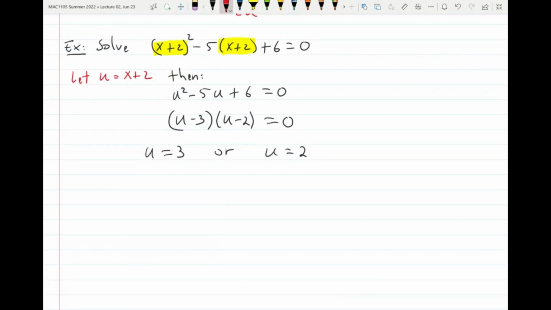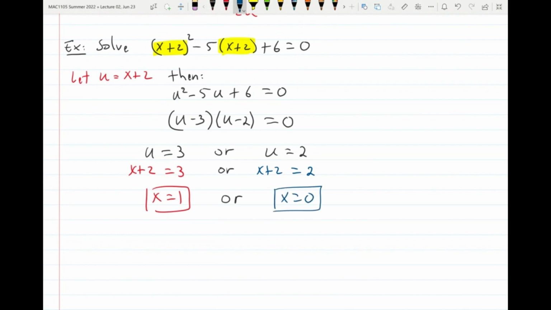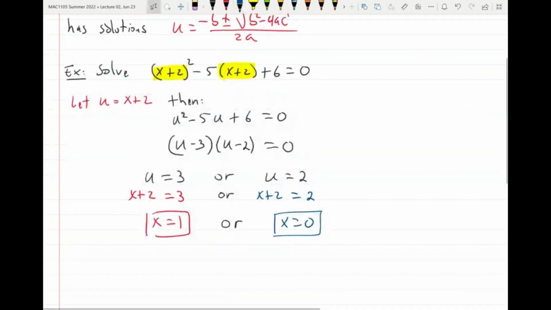So we put it. So we get that x plus 2 is 3. It's one equation. Or x plus 2 is equal to 2. And so from here we get x is 1 or 0. Okay? Did you understand how we did this?